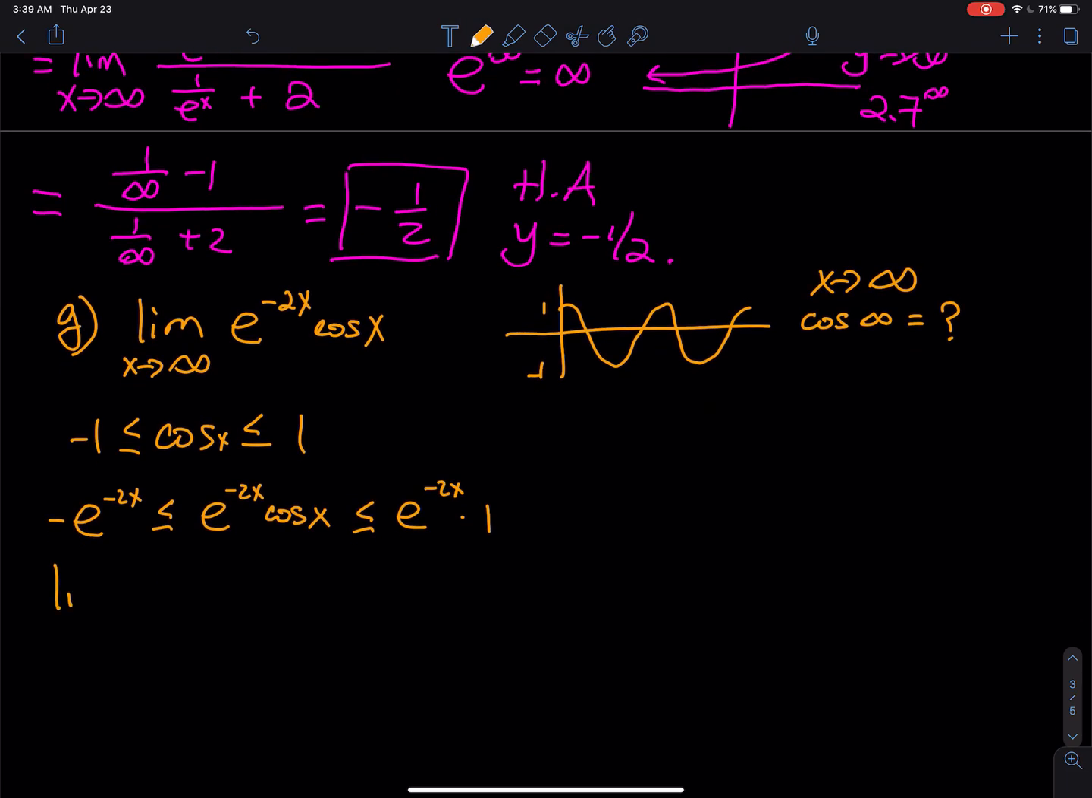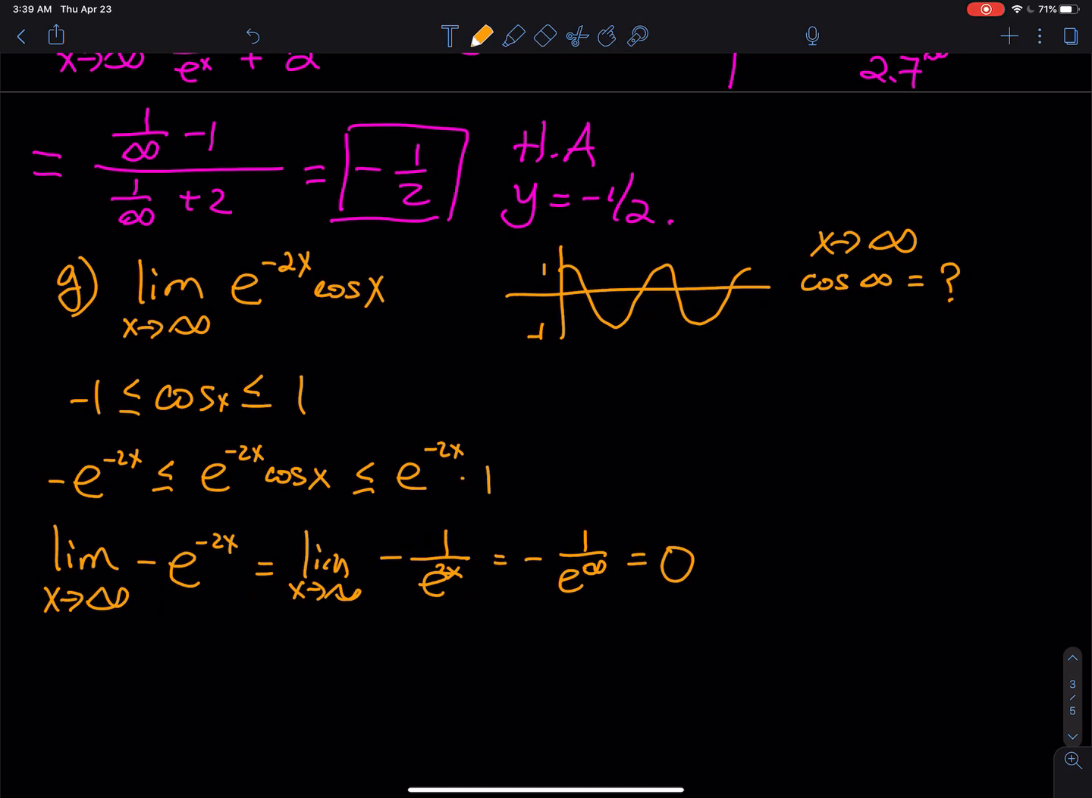So we have limit as x approaches infinity, negative e to the negative 2x. So that is equal to the limit as x approaches infinity of negative 1 divided by e to the 2x. So you have an infinity in the power. So negative 1 divided by e to the infinity is just 0. Same thing on the other side. Limit as x approaches infinity of positive e to the negative 2x is also equal to 0. So we have the limit sandwiched between two 0s.